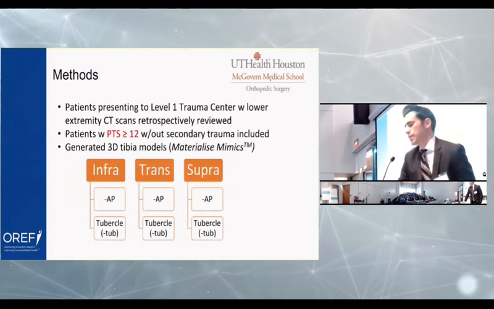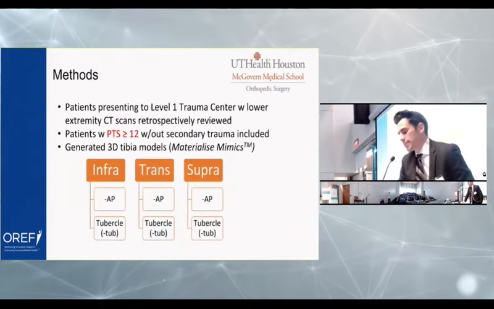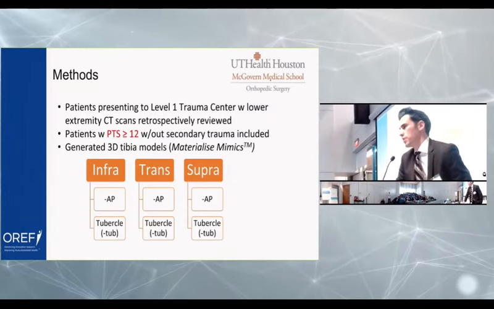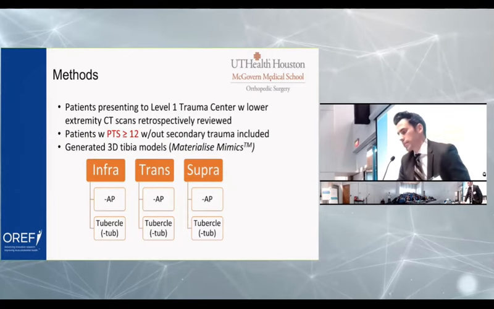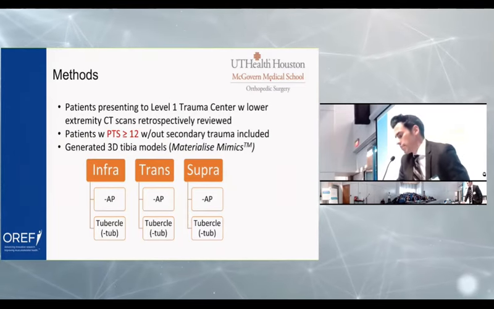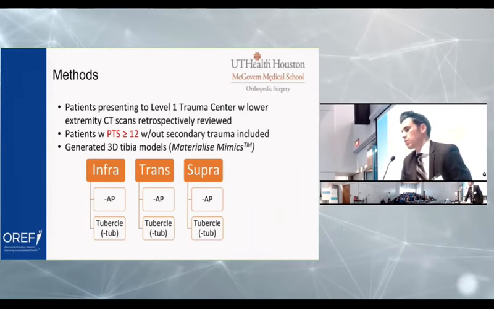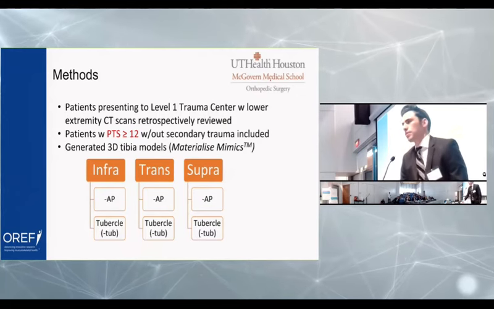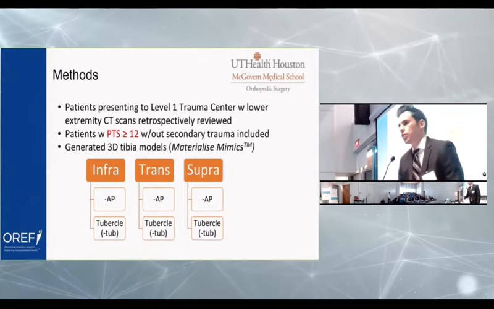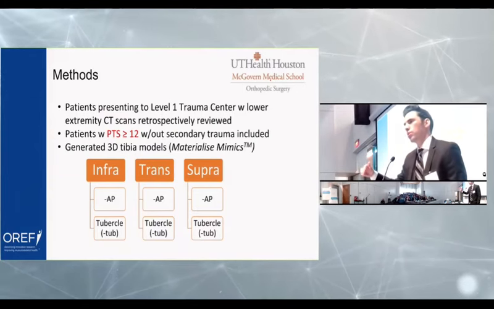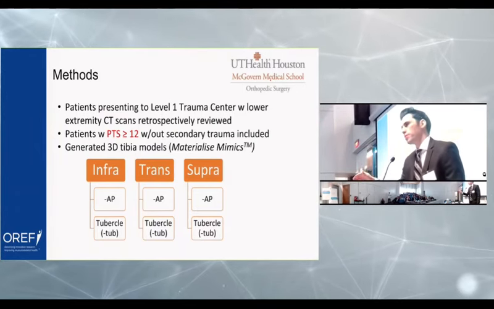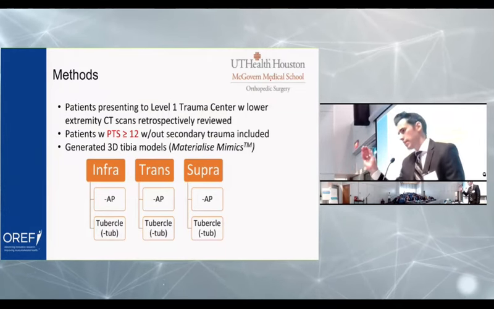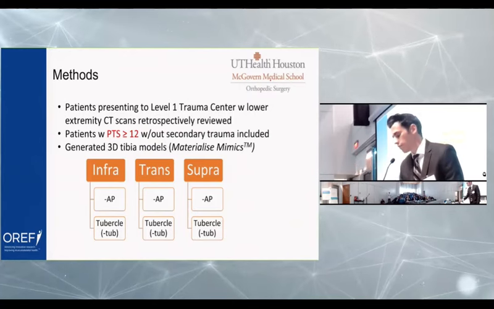So we looked at patients presenting to our level 1 trauma center who all had lower extremity CT scans, and we retrospectively reviewed these CT scans and included anyone that had a posterior tibial slope of greater than or equal to 12 degrees and did not have any secondary trauma to that limb. We generated 3D tibia models from these CT scans with a software called Materialise Mimics, and we made 6 different osteotomies on each tibia. We did an infratubercle, a transtubercle, and a supratubercle, and then we had 2 different start points for each one: directly over the tibial tubercle and one over the mid-axis center point of the tibia itself.